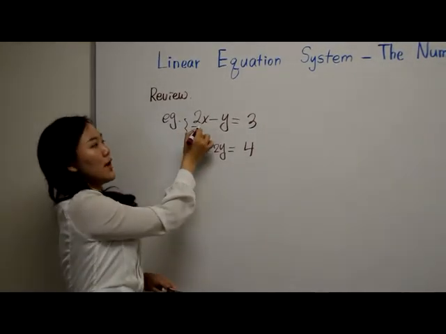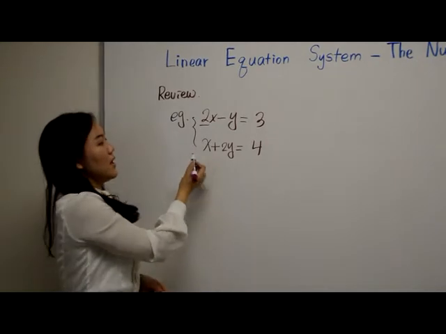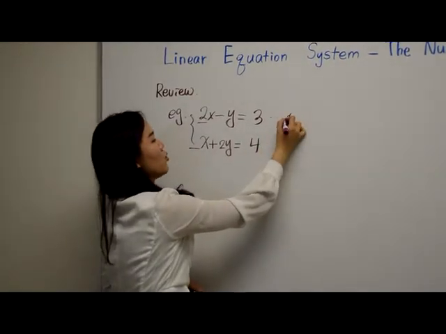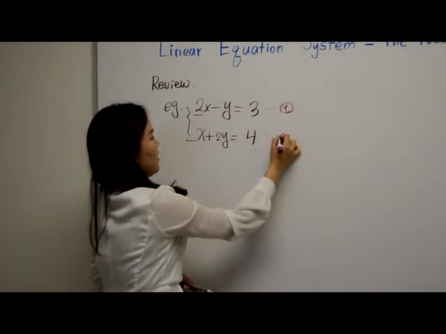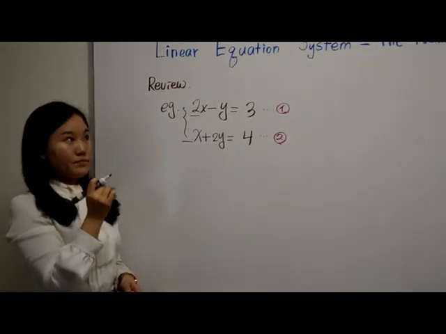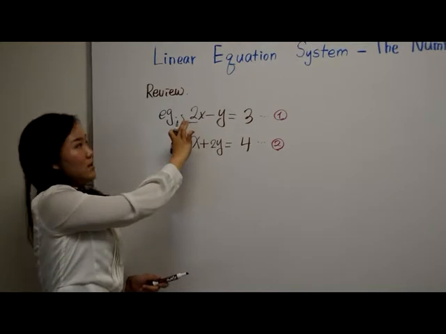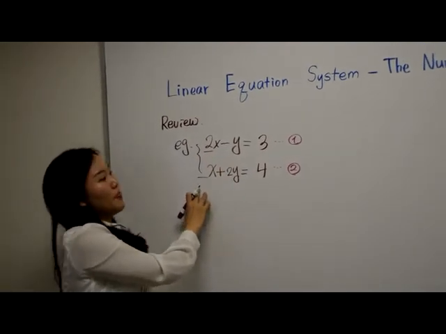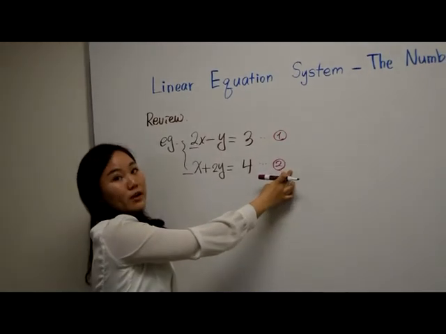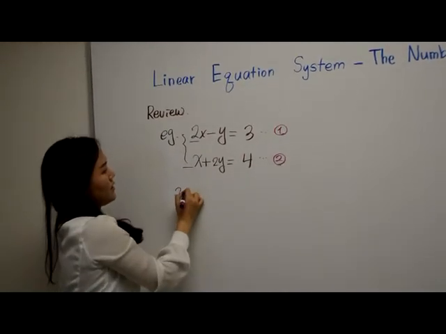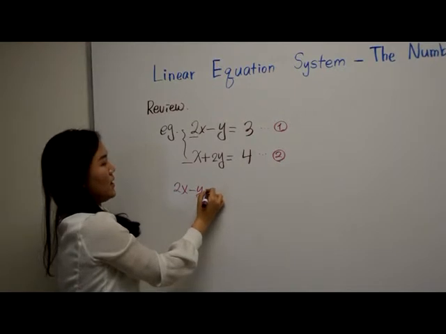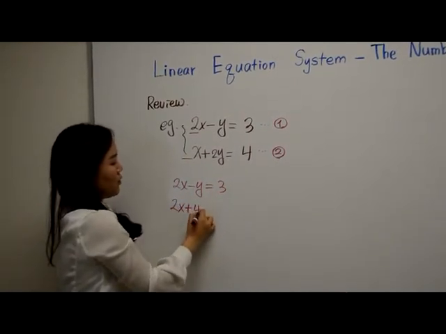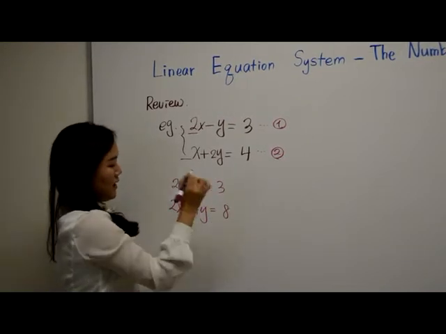I have 2 as its x coefficient and I have 1 as its x coefficient. I will set this equation number 1 and this equation number 2. I want to make this coefficient equal. How can I make them equal? Multiply by 2, right? So now I have 2x minus y equals 3 and 2x plus 4y equals 8.